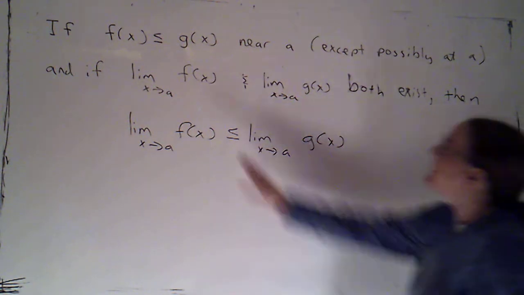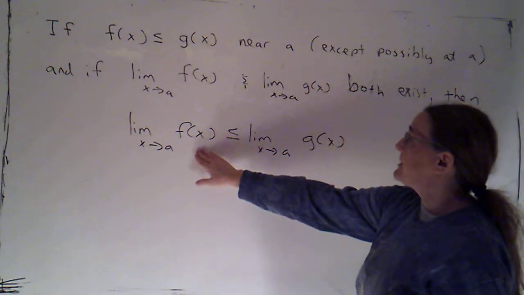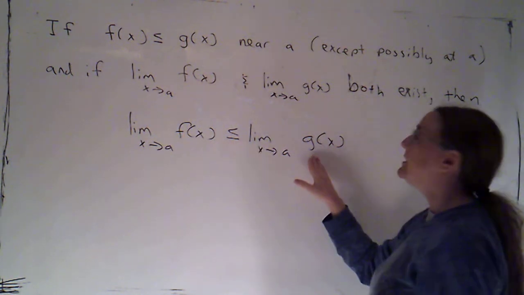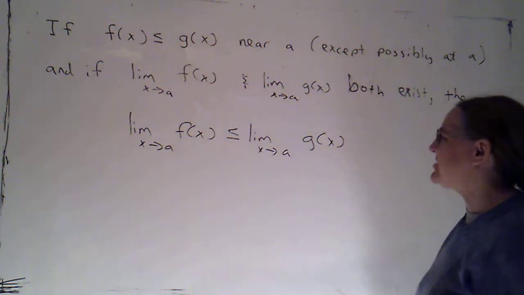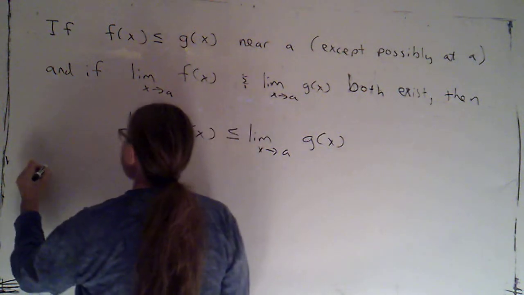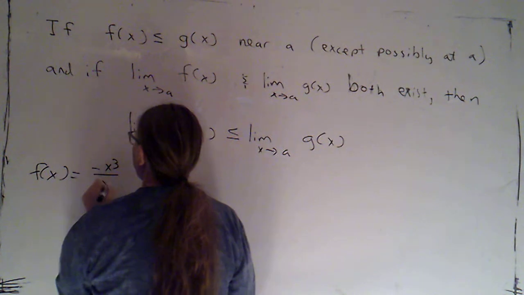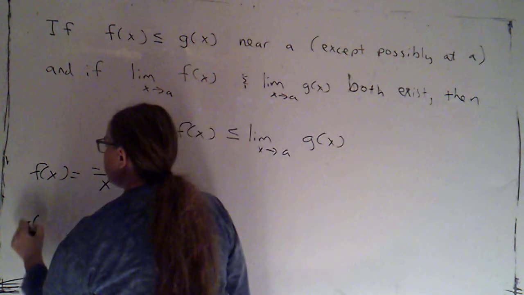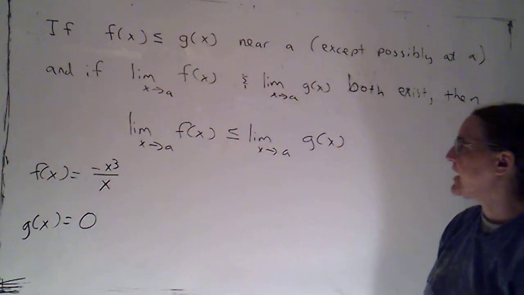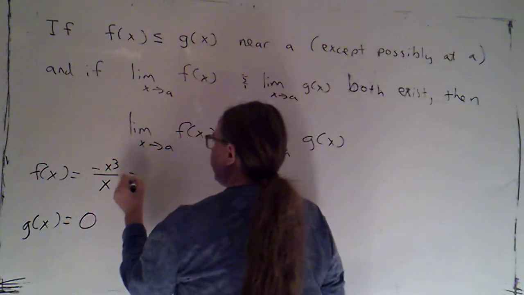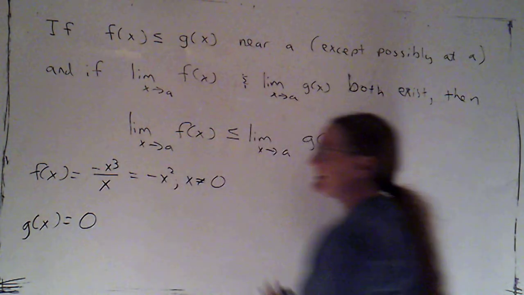Okay. And then if both of these limits exist, then the limit of the smaller function will be less than or equal to the limit of the bigger function. Not hugely surprising. Let's just take a quick look at something. Let's let f of x equal negative x cubed over x, and let's let g of x just be the constant function 0. Now, of course, this simplifies. This would just be negative x squared if x isn't 0.